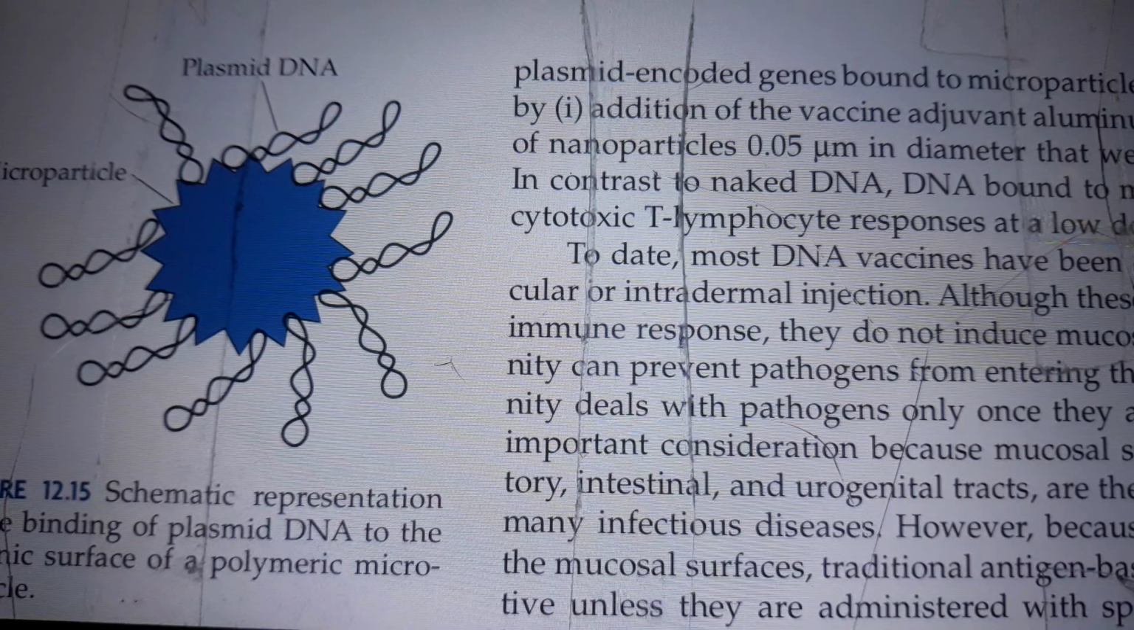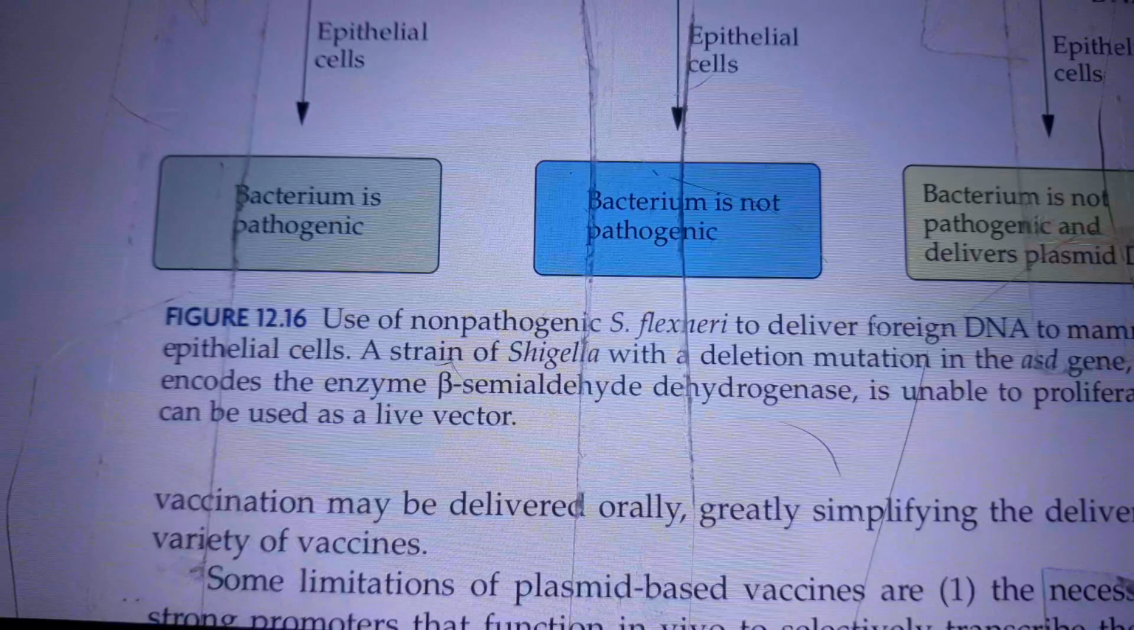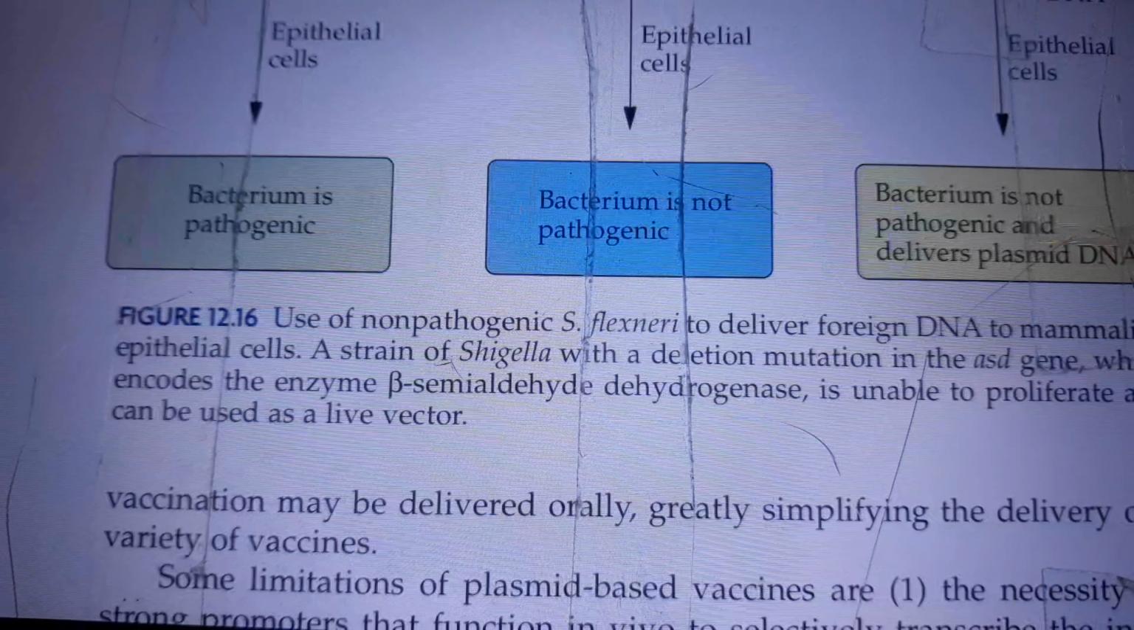This is a schematic representation of the binding of plasmid DNA to the cationic surface of a polymeric microparticle. You have the plasmid DNA, you have the microparticle. Next is figure 12.16, use of non-pathogenic S. flexneri to deliver foreign DNA to mammalian epithelial cells.